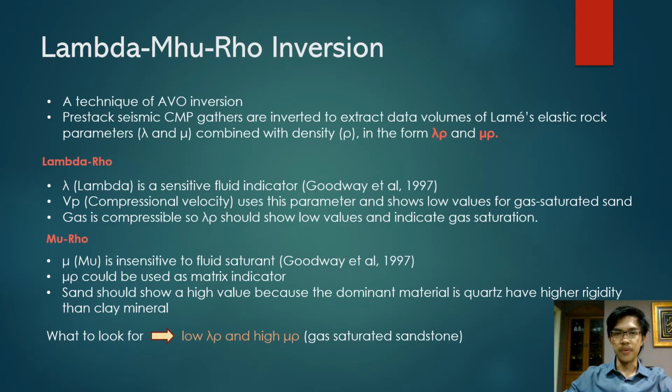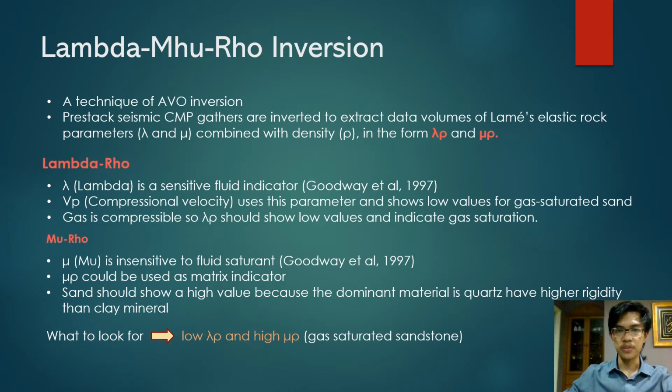Hi, I'm Aliff Rusli. I will talk about the Lambda-Mu-Rho inversion. So this is one of the techniques of AVO inversion. It is done by inverting pre-stacked seismic amplitudes to extract data volumes of Lamé's elastic rock parameters, which are lambda and mu, combined with density to form lambda-rho and mu-rho.